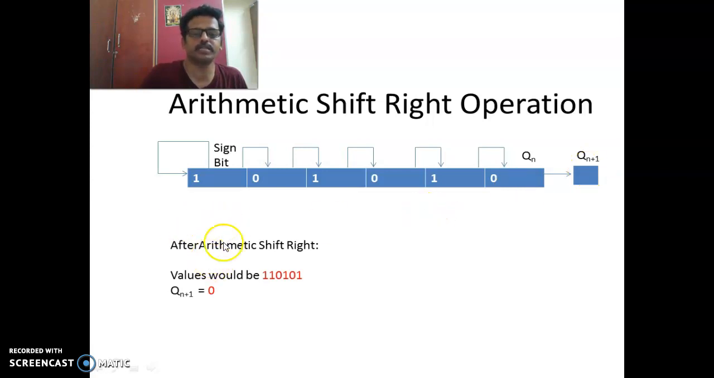So now we'll see what is happening after the arithmetic shift right operation. You can see here this 1 is a sign bit that is retained here, and it is copied onto the next bit position. That is why 1 comes in the second position also. This 0 is moving onto the third position, that is 0. This 1 is moving onto the fourth position, that is 1 is coming here. Similarly it goes on, and the rightmost bit, 0, will be moving onto a 1 bit register called Qn plus 1.